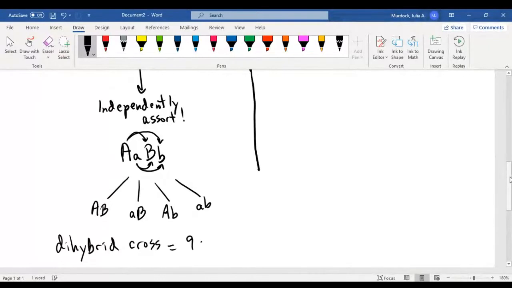is going to be a 9, 3, 3, 1 outcome, which, by the way, you can always assume as long as there's no linkage and as long as both parents are complete hybrids like these, you should always get a 9, 3, 3, 1 outcome. That tells you, if that's what your offspring actually fit, that there is no linkage.